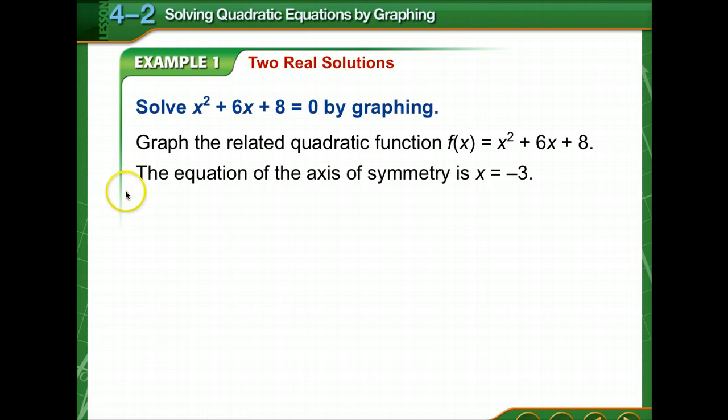Alright, so this is what it'll look like if we have 2 real solutions. Our quadratic equation, x squared plus 6x plus 8 equals 0, is in standard form. We're going to solve this one by graphing. Now, the equation of the axis of symmetry: negative b over 2a, so negative 6 over 2 times 1, or 6 divided by 2, gives us negative 3.